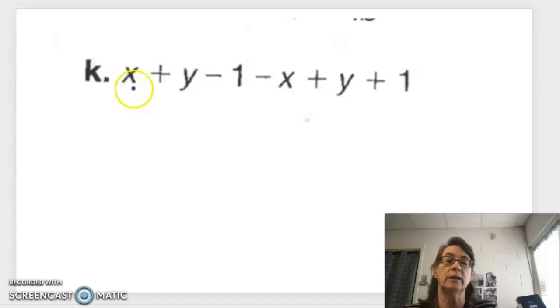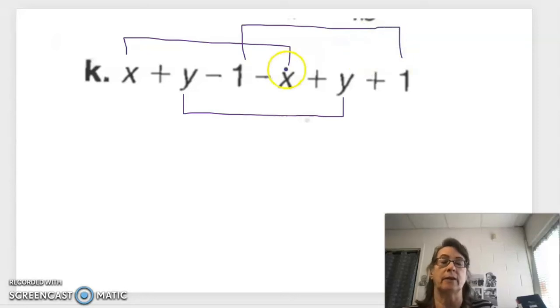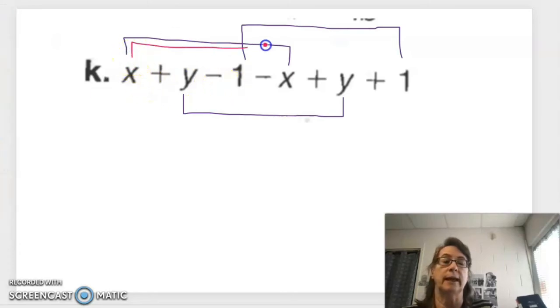Okay, so here we need to look at what is like. So we have an x, x, a y, and a constant and a constant. Okay, so let's go with, we'll get a different color here. So we have x and x. Let's do that first. Positive 1x and a negative 1x.